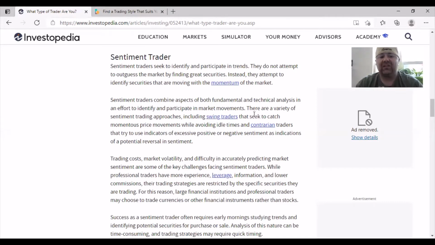Sentiment traders can also be those who notice a trend, like this stock always runs up going into earnings and then dips off. Well, there's a pattern, right?